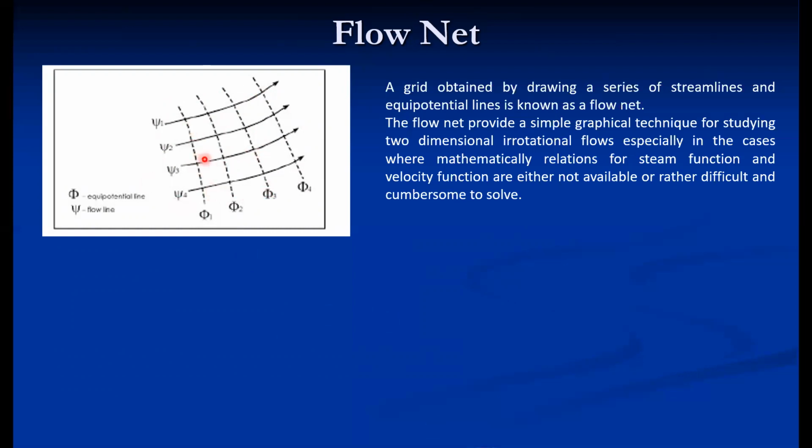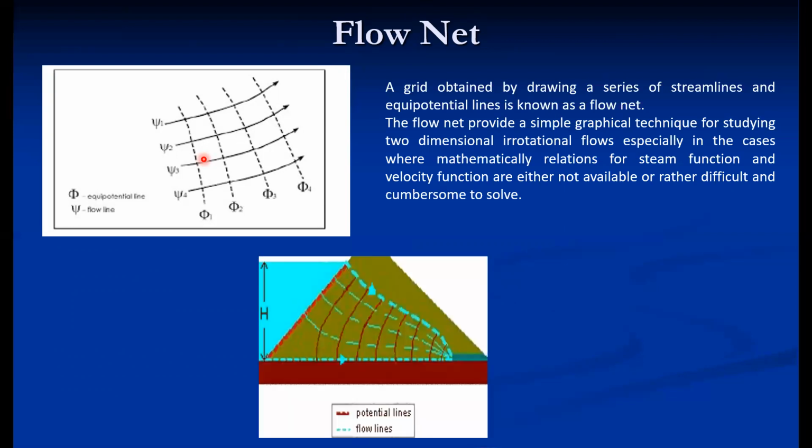The flow net generally provides a simple graphical technique for studying two-dimensional irrotational flows, especially in cases where mathematical relations for stream functions and velocity functions are either not available or rather difficult and cumbersome to solve. So under those circumstances, the flow net is used. The flow net is generally used for calculating leakages as well.